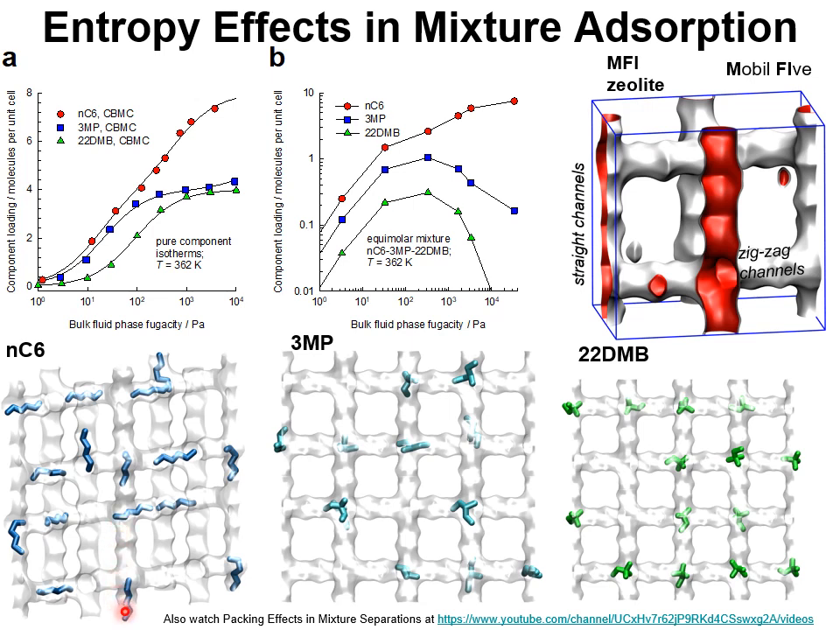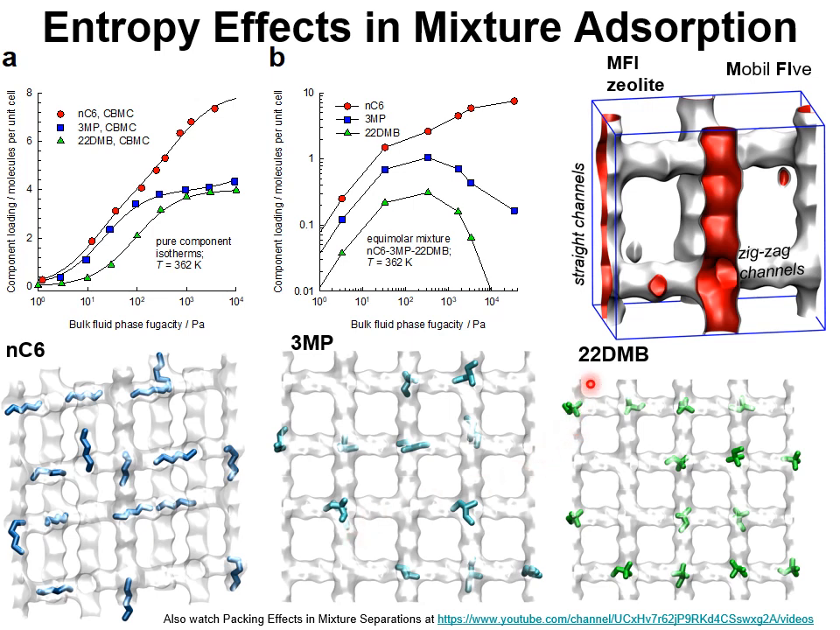Normal hexane can align itself either along the straight channels or along the zigzag channels with equal ease, and the saturation capacity is 8 molecules per unit cell, because the length of a normal hexane molecule is equivalent to the distance between two adjoining intersection sites. 3-methylpentane, the monobranched isomer, prefers to locate at the intersections, and there are 4 intersection sites per unit cell, and therefore the saturation capacity is limited to 4 molecules of 3MP per unit cell.